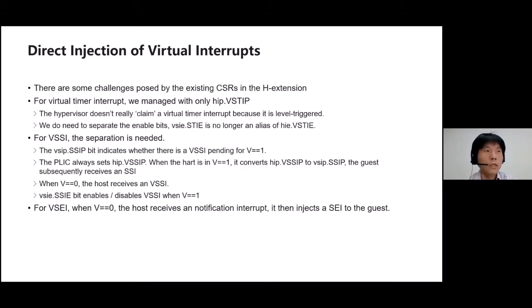The VSIE.STIE is no longer an alias of the HIE.VSTIE. We introduced additional bits for VSSI by separating the VSIP.SSIP bit from the alias relation with the HIP.VSSIP bit. We also need to separate the enable bits. For virtual supervisor external interrupt, we use another notification interrupt to represent the host interrupt. So the separation is completed with the pending bit for that notification interrupt.